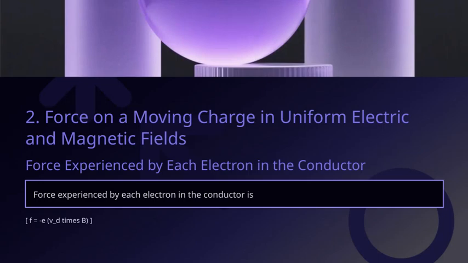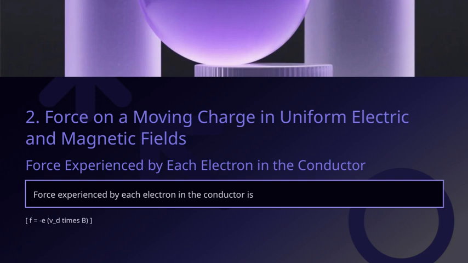Let's take a closer look at the force experienced by each electron in the conductor. As shown here, the force is given by the equation F equals negative e times the cross product of the drift velocity, v_d, and the magnetic field, B. This tells us that the force on each electron depends on its charge, the magnetic field, and its velocity.